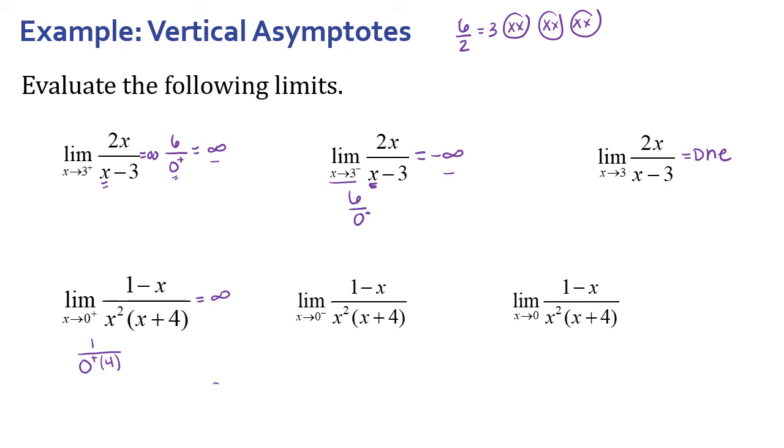Over here, 1 minus 0, that's still going to be that positive 1. And then over here, at 0 squared, even numbers that are smaller than 0, coming from the left-hand side, like let's say negative 0.5, when you square them, it's still going to be positive. So this also is going to be going towards positive infinity. Since it's the same on the left and the right, we can say the limit as x approaches 0 is infinity.